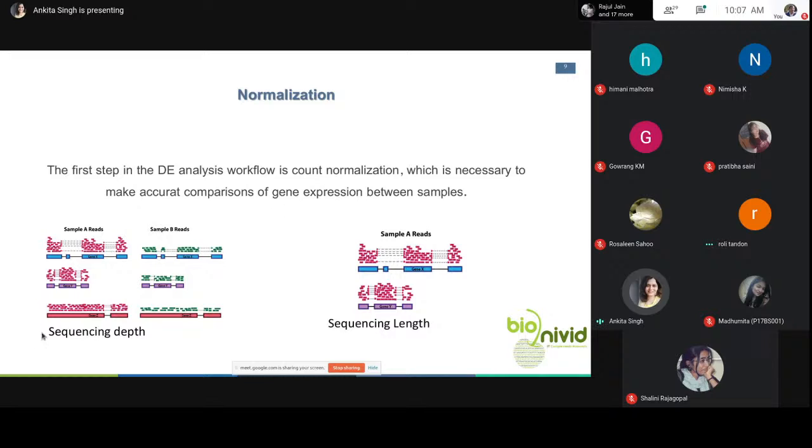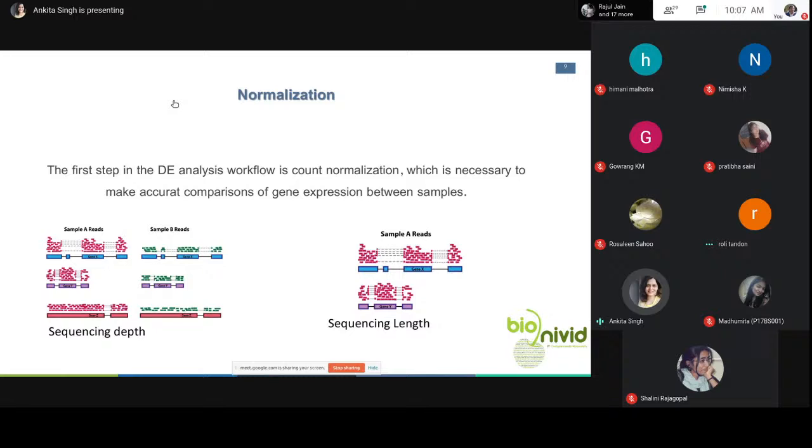So we have to also take care that if we are saying these things, the gene length has to be taken care of, because if a particular gene has a longer length, for sure it will have a large amount of data aligning to it. So that we also have to take into care. This sequencing depth and sequencing length is well taken care of by very popular normalization methods like RPKM, TPM, and FPKM. So this comes under the normalization.